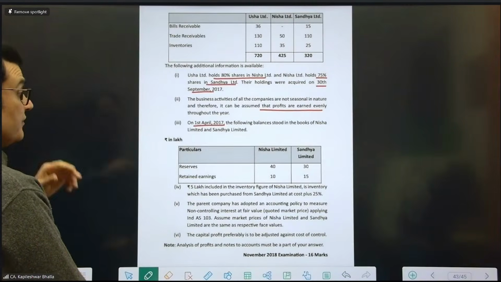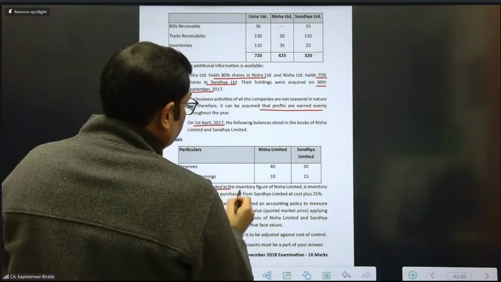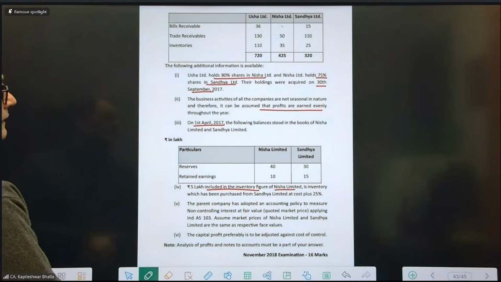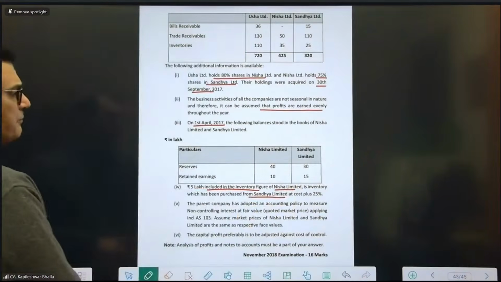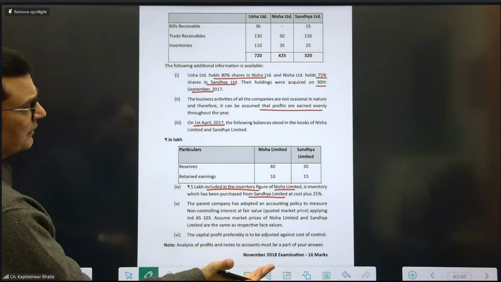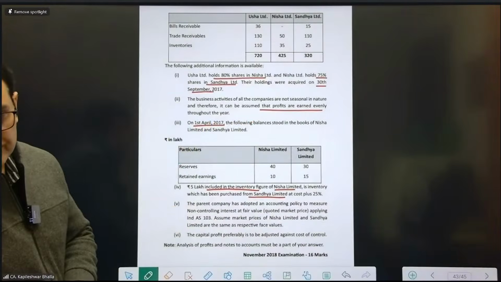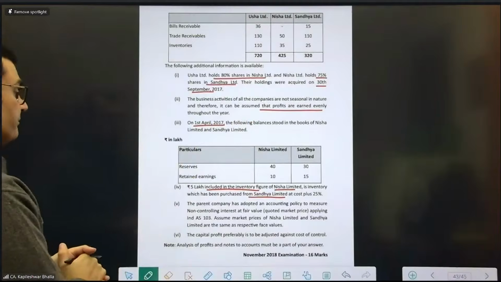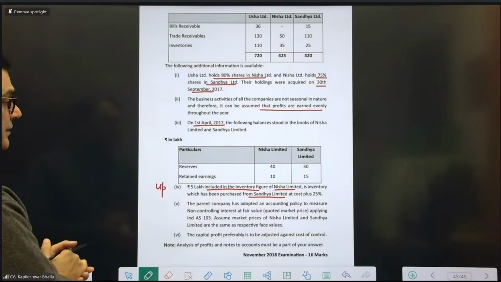So the position of reserves and RE is defined. 5 lakh is included in the inventory of Nisha. Nisha is the middle company, and it was purchased from Sandhya. So is it upstream or downstream? Sandhya is the bottommost company and Sandhya made a sale to Nisha. So is it upstream or downstream in nature? That's right. It is upstream. Correct. So we'll take care of this in the analysis.